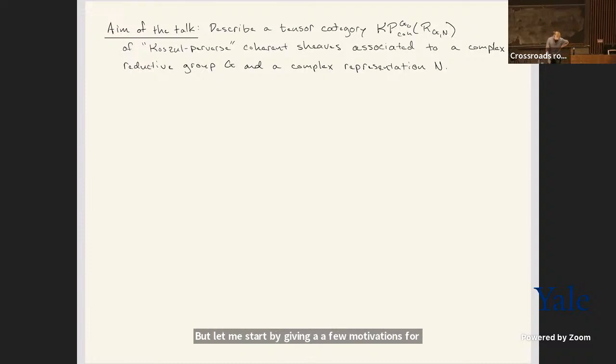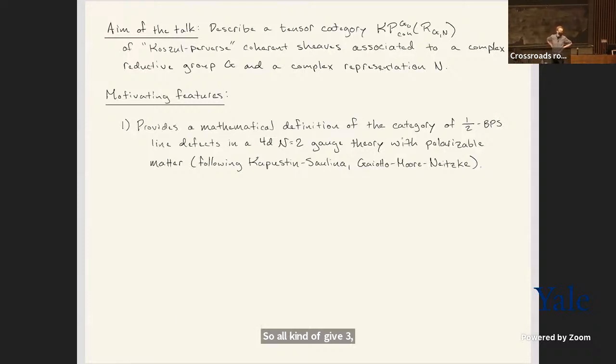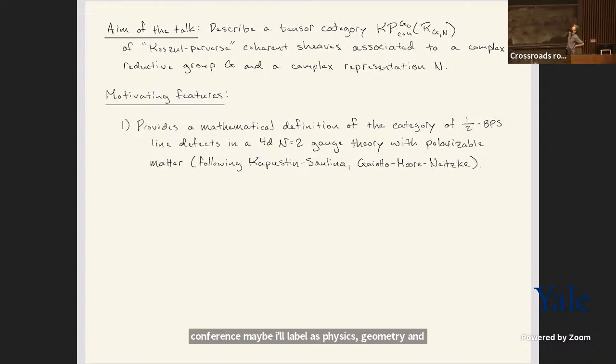I'll give three, which in the spirit of the conference, maybe I'll label as physics, geometry, and algebra. That distinction will be a little bit artificial. The first one is that these categories are meant to provide a mathematical definition of a certain physical notion, which is the category of half BPS line defects in a 4D N equals 2 gauge theory with polarizable matter.